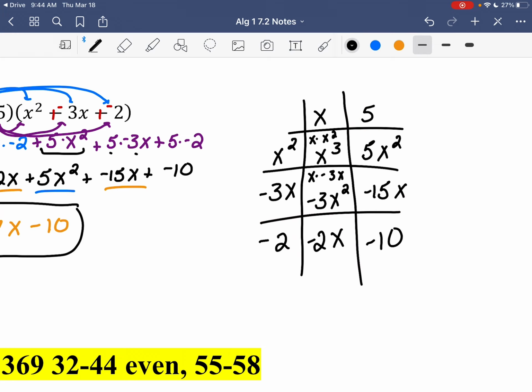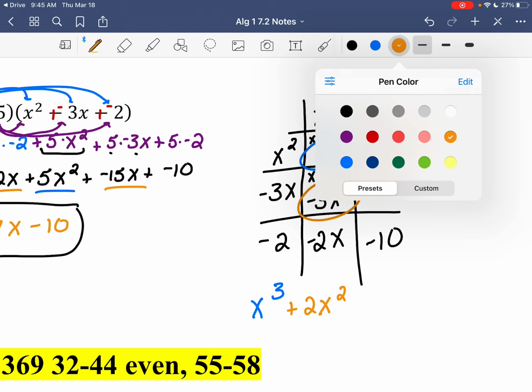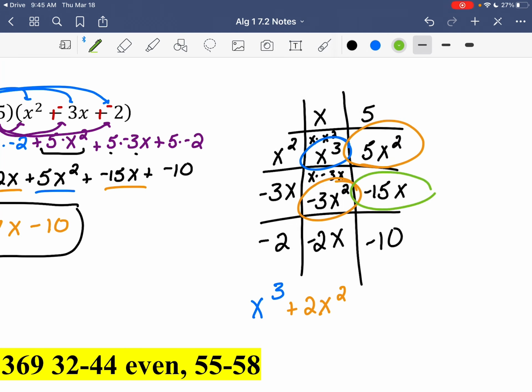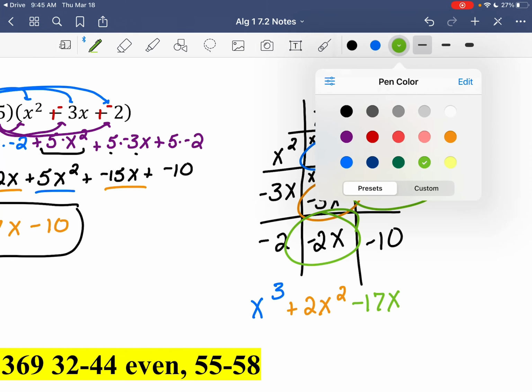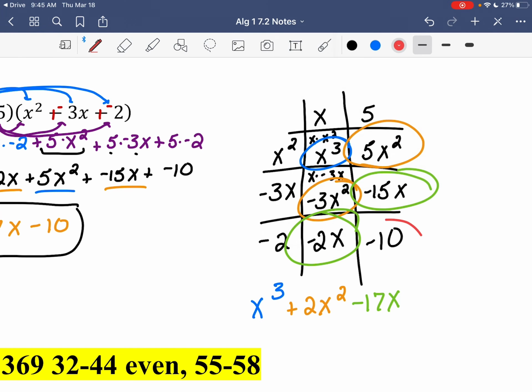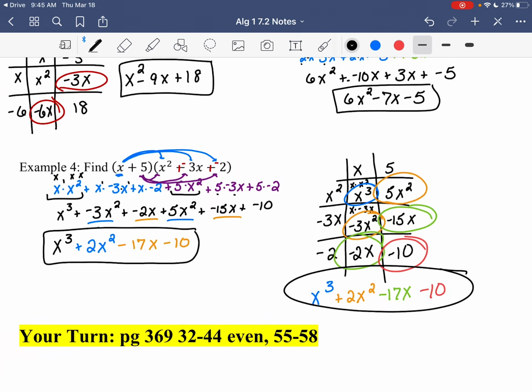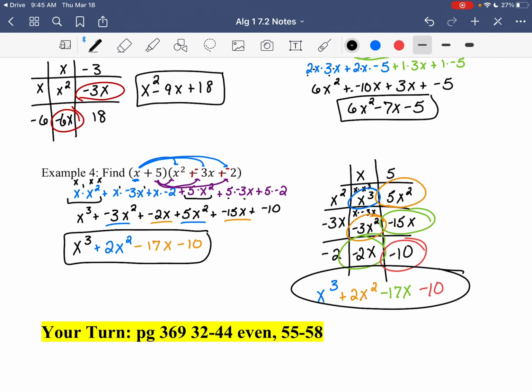And again, now I look for like terms. Well, I only have one x to the third. That's the only x to the third I've got. Okay, and I've got a 5x squared and a negative 3x squared, which is going to give me plus 2x squared. And then I've got a negative 15x and a negative 2x, which gives me negative 17x. And then last but not least is this guy right here, my minus 10. So if you notice, I got the same thing: x to the third plus 2x squared minus 17x minus 10.